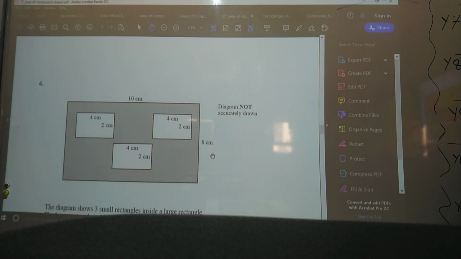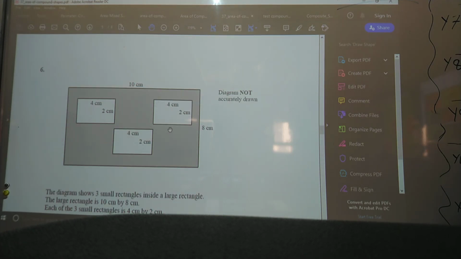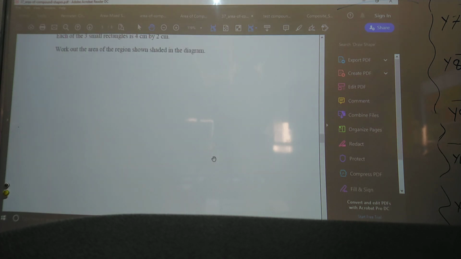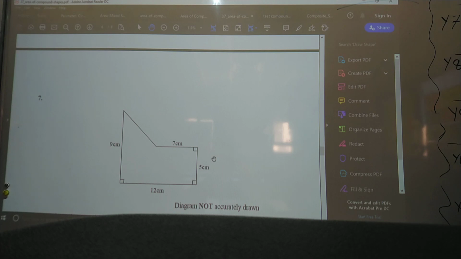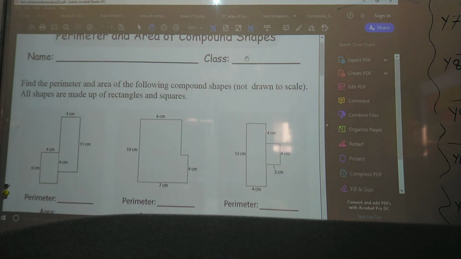Okay? Now this one is tricky. I don't think the idea will bring, but 10 times 8, 80. Now 4 times 2, 8. So 80 minus 8 minus 8 minus 8. There you go. Rewind the video if you didn't understand, and keep rewinding.